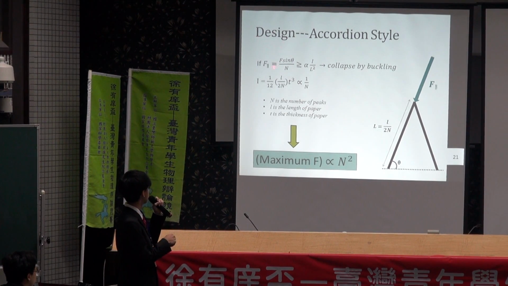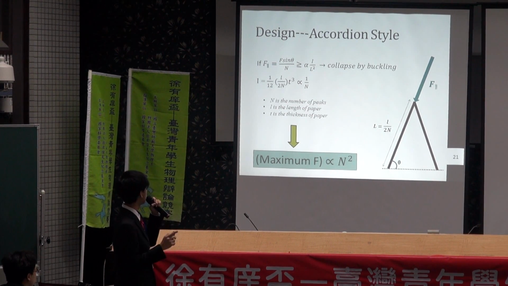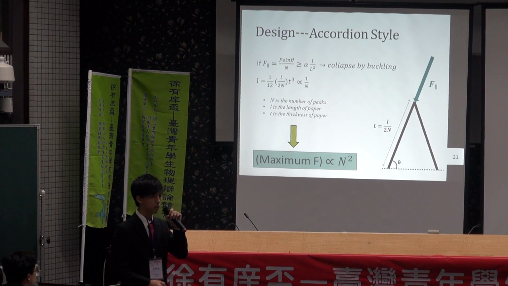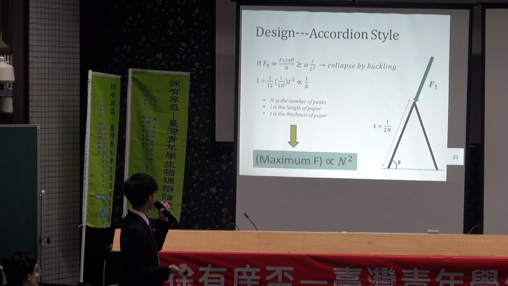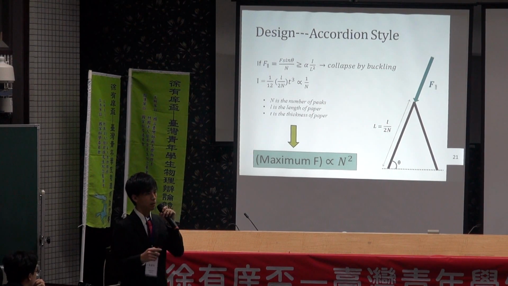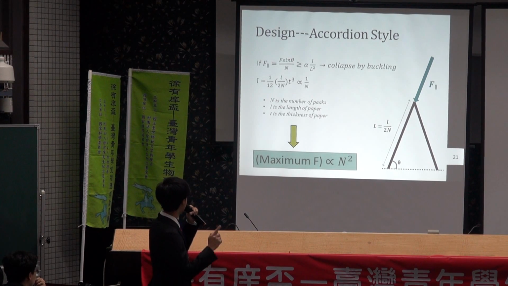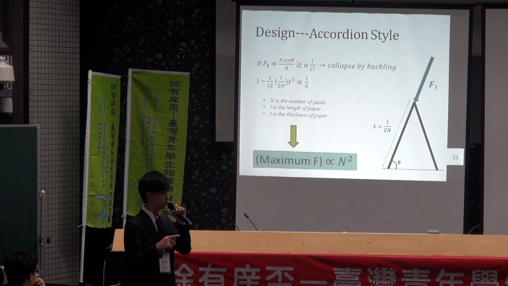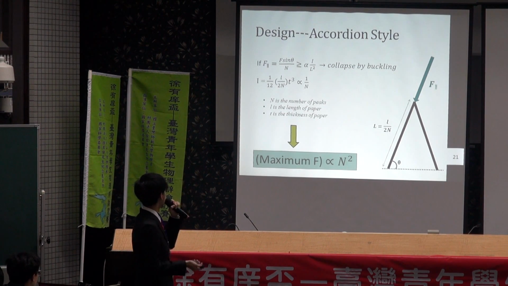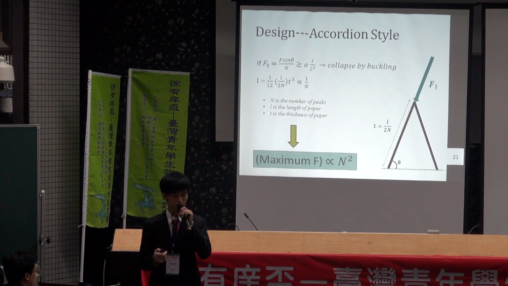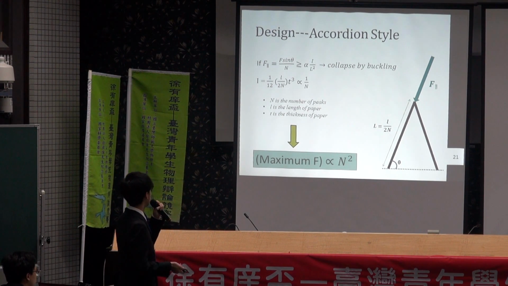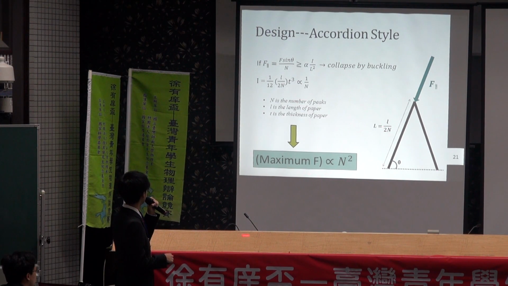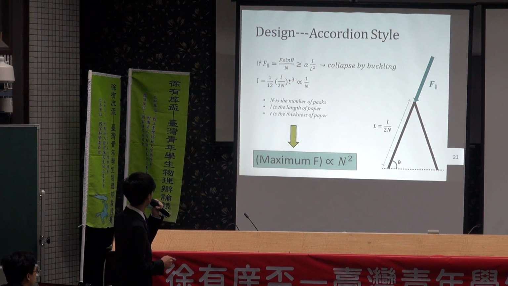As I mentioned, if the parallel F is bigger than alpha multiplied by I over L squared, the collapse is by buckling. And we know that the second moment of inertia in this shape is equal to 1 over 12 multiplied by L over 2n multiplied by t cubed. And I is proportional to 1 over n, where n is the number of the peaks. So that's why the maximum force is proportional to n squared.